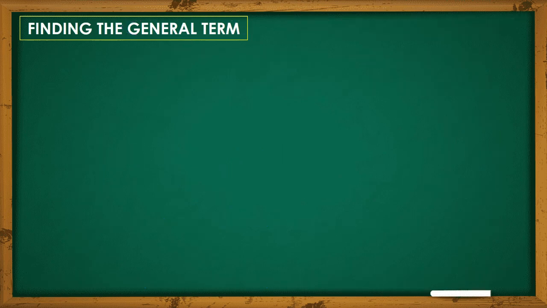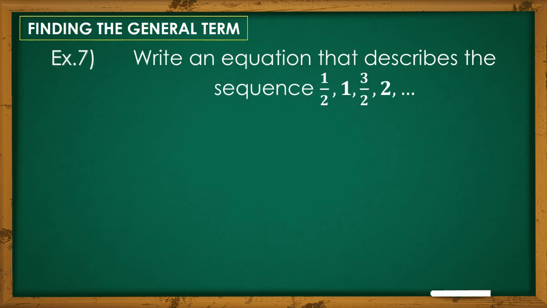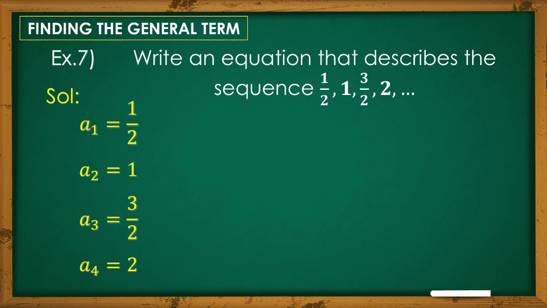Let's try another example in finding the general term. Write an equation that describes the sequence 1 half, 1, 3 halves, 2, and so on and so forth. Let's look at the solution. Since meron tayong first 4 terms in the sequence, we are going to name them as a sub 1, a sub 2, a sub 3, and a sub 4.